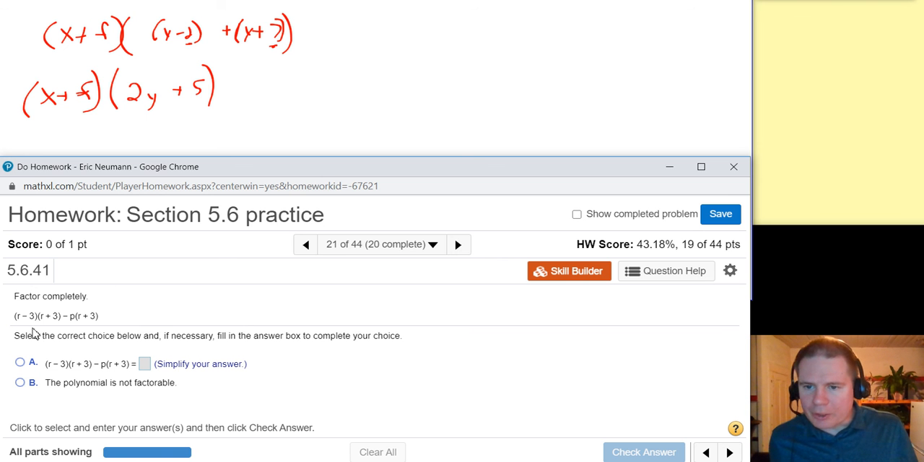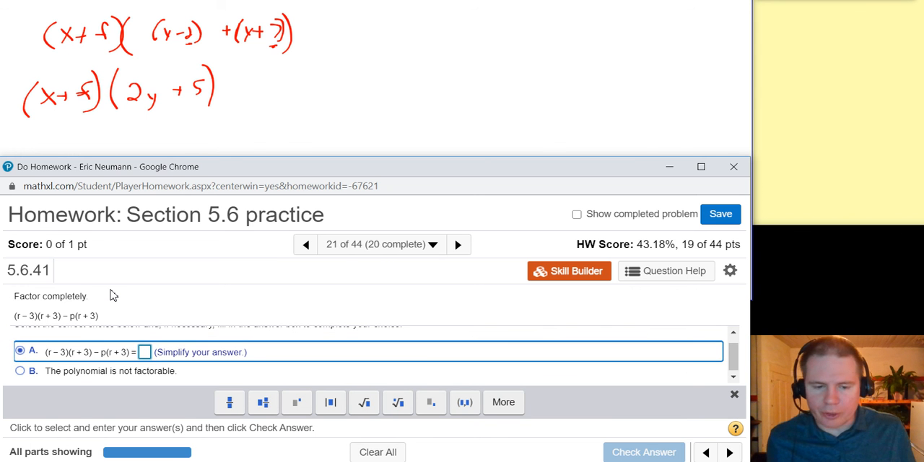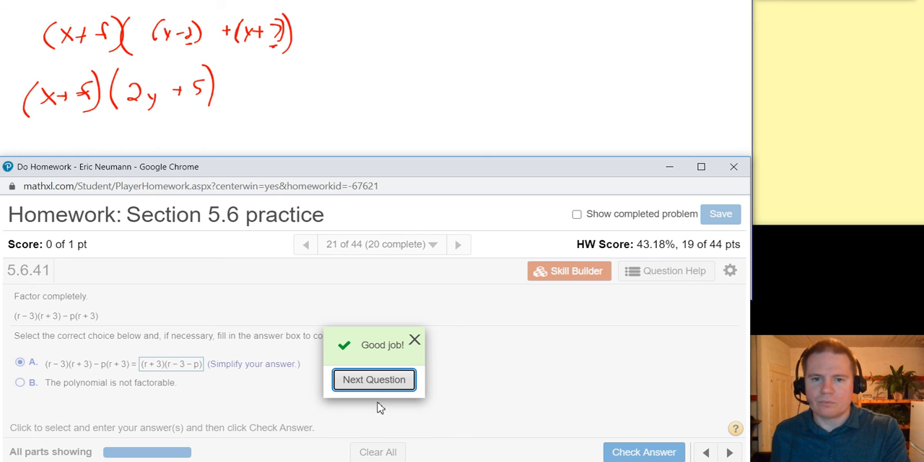All right, same idea here. R plus 3 is my common factor. So I factor out R plus 3. Then what's left, I have R minus 3, and then minus P. Now this time I don't have any common like terms. I don't have any like terms here, so I just leave it like that. Easy.